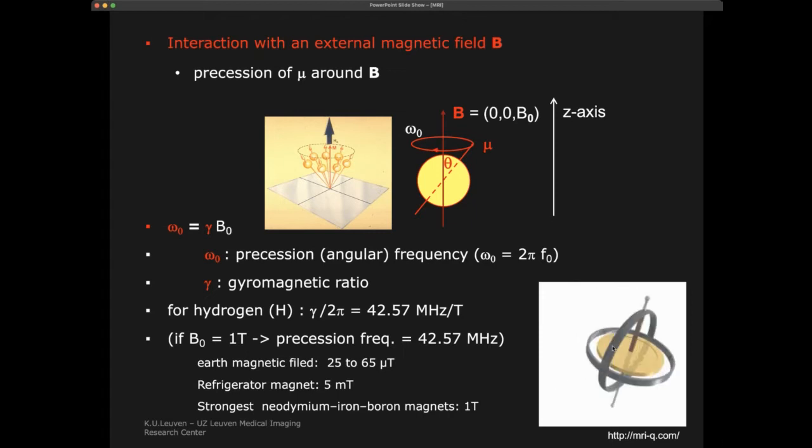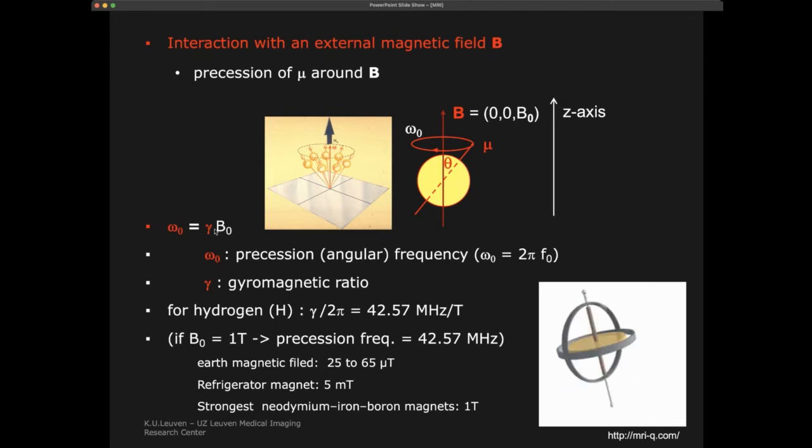We talk about the proton because the proton is the biggest charged particle of the hydrogen atom. That's why we mostly talk about protons, and I'll talk about this further on. So the proton is spinning around its axis, and at the same time, when we apply an external magnetic field, it will spin around the direction of this magnetic field.